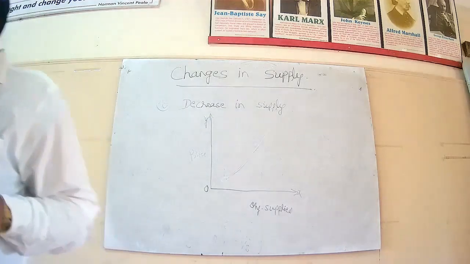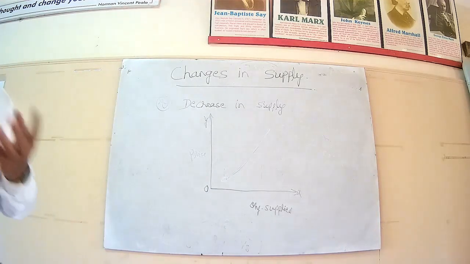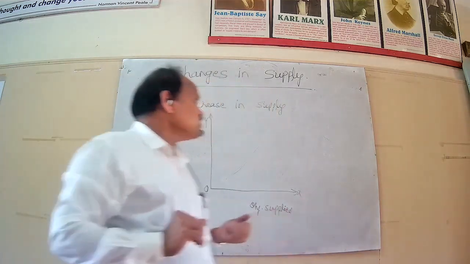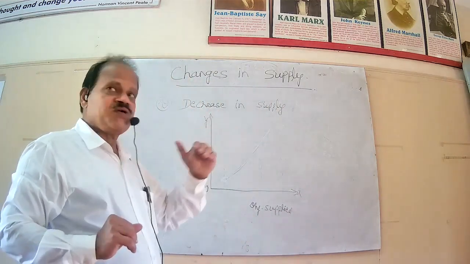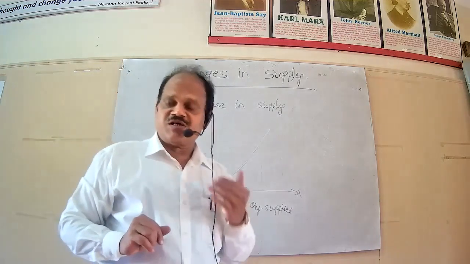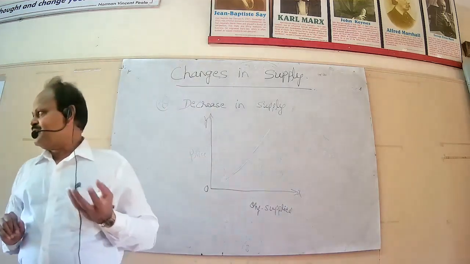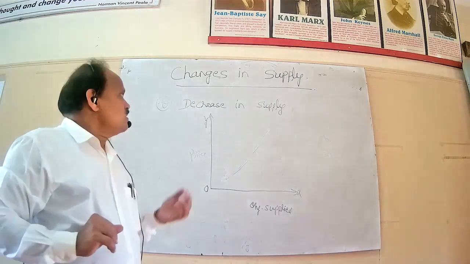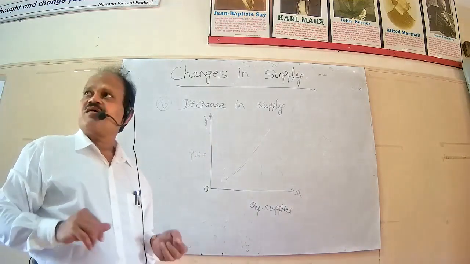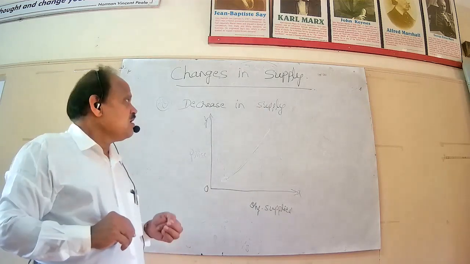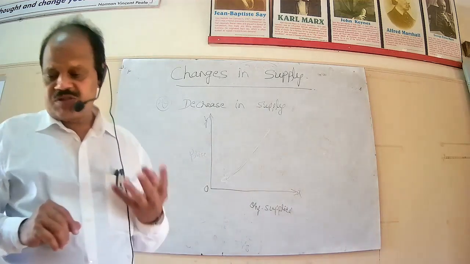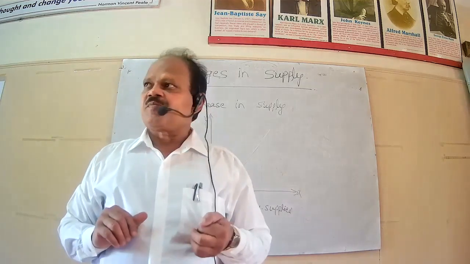So these are the 4 types of changes in supply based on different factors influencing supply. Price is the major factor, and the remaining factors can also influence the level of supply to a greater extent. So with this, I'm concluding. In our next period, let us try to study the concept elasticity of supply. Thank you.